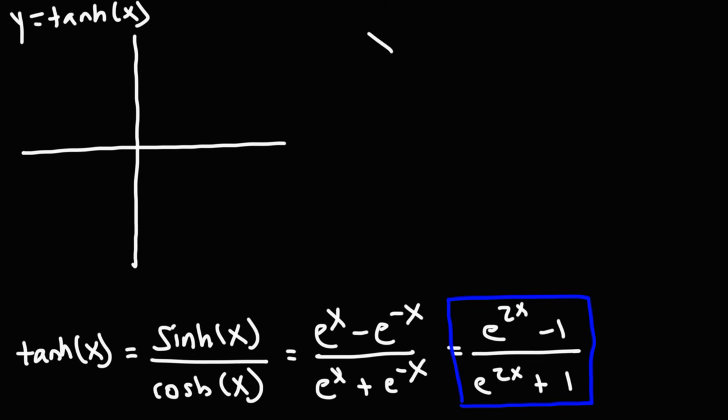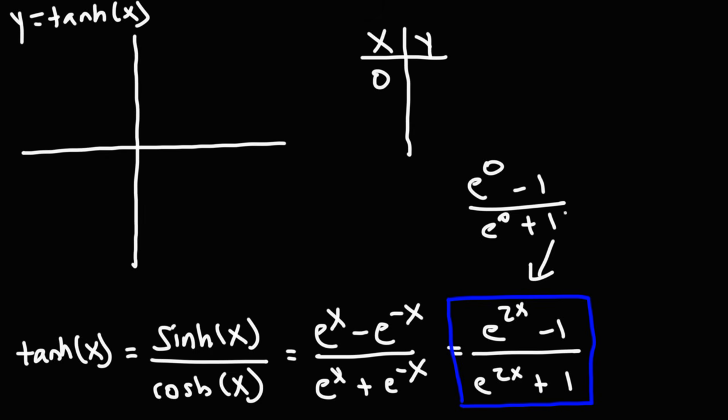So if we were to make a table, and let's say we were to plug in 0 into this expression, what would we get? So this would be e to the 0 minus 1 over e to the 0 plus 1. Anything raised to the 0 power is 1. So 1 minus 1 is going to give us 0. So hyperbolic tangent of 0 is 0, which means it touches the origin.